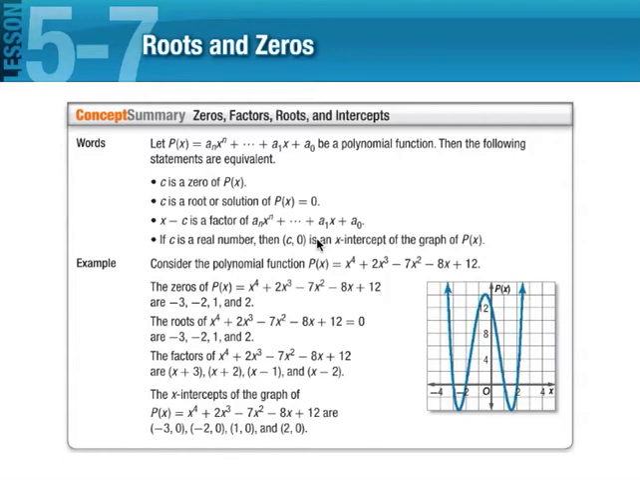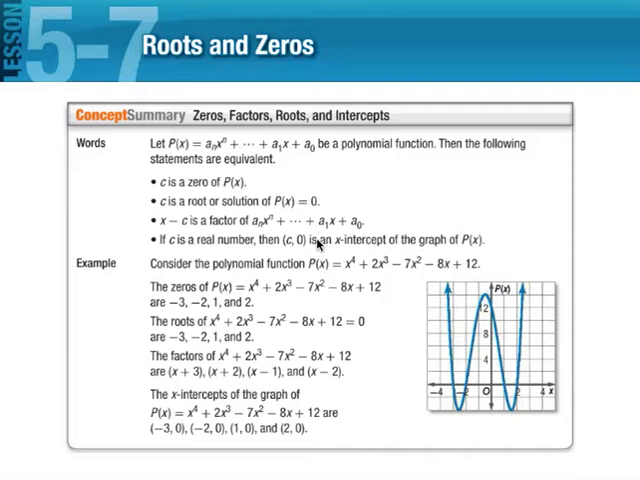So real quick, we're going to go ahead and look at this table. This is taken from your book, so this should be nothing new. I don't know if you necessarily need to write it down so much as you just need to pay attention. But it says, let p of x be a polynomial function. Then the following statements are equivalent.